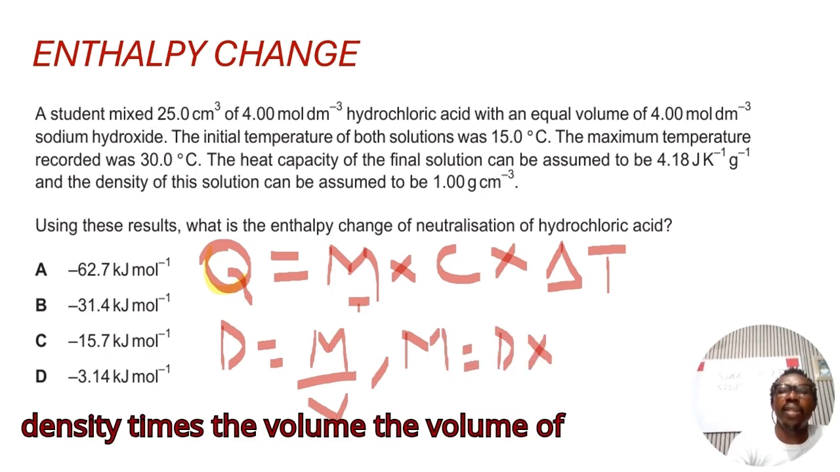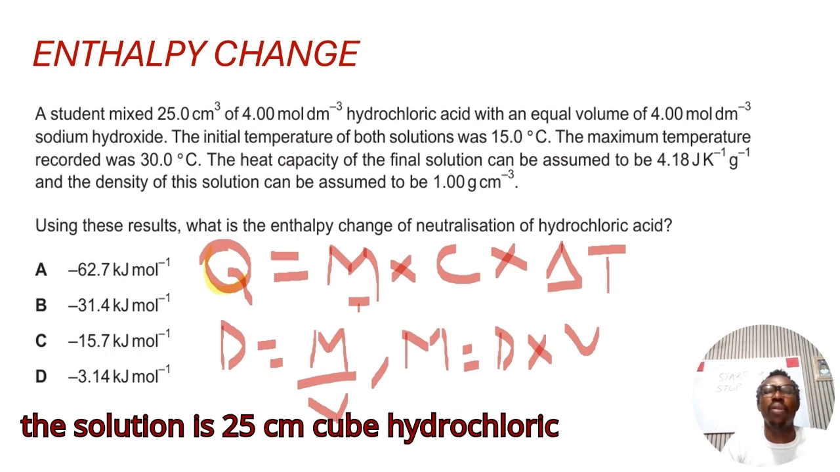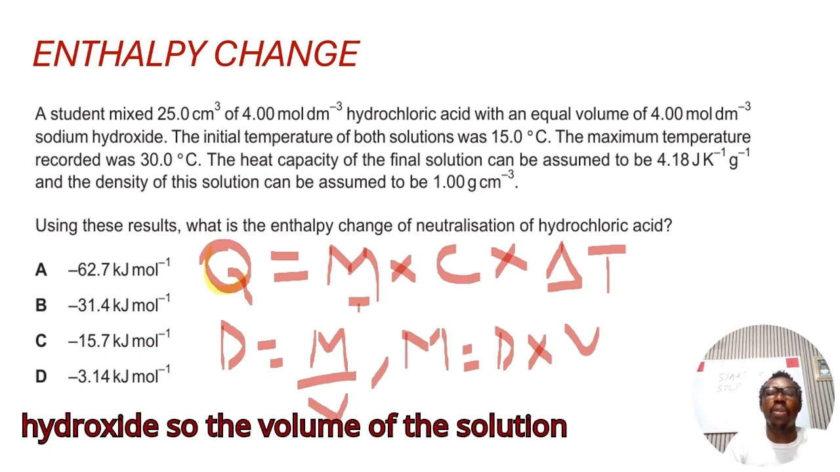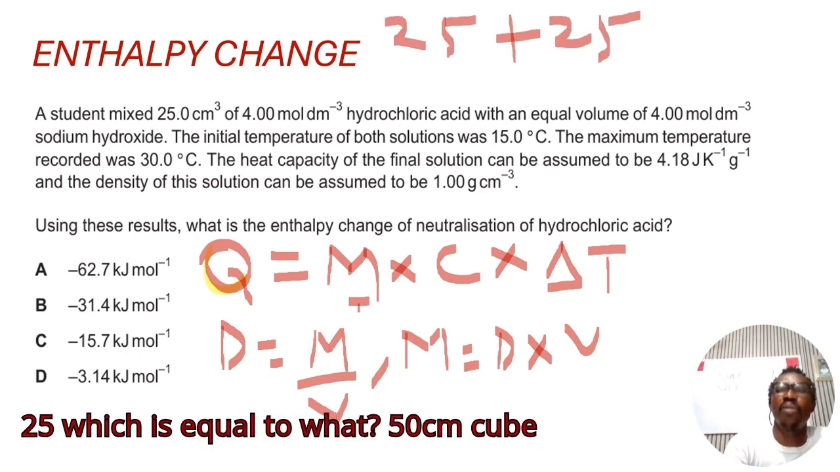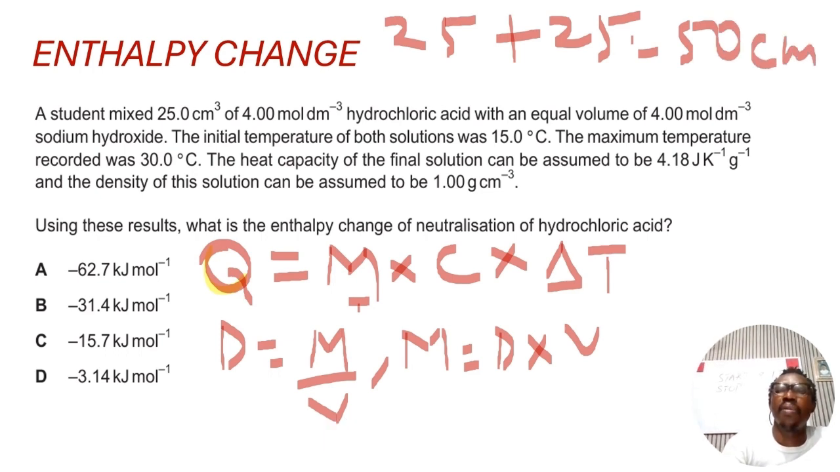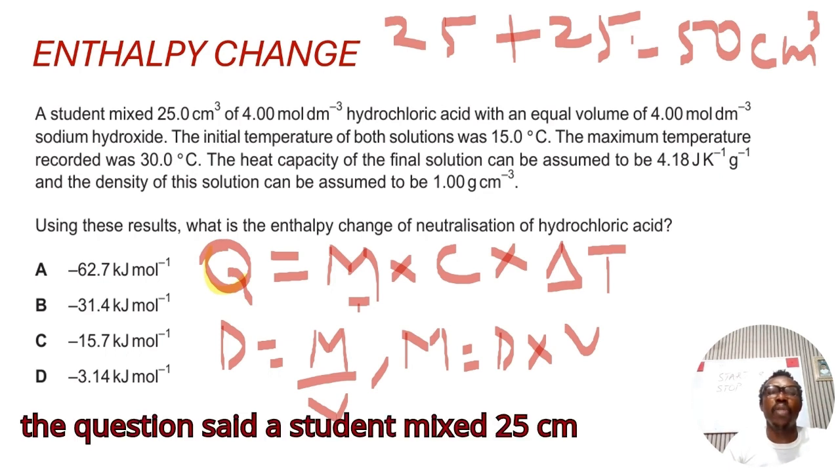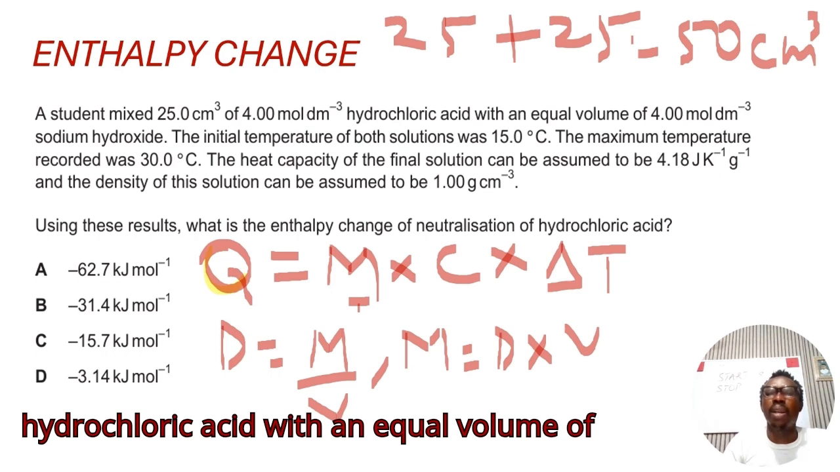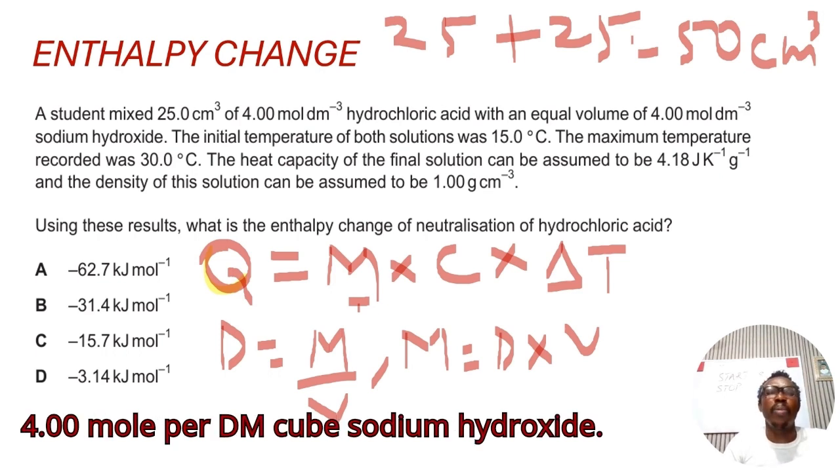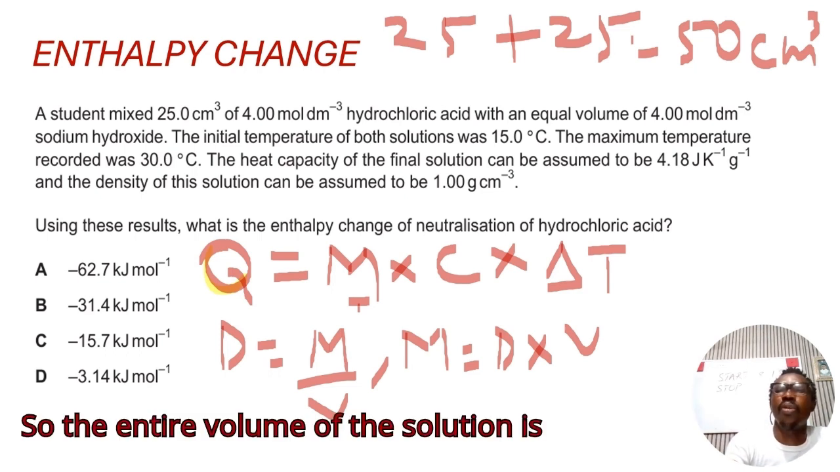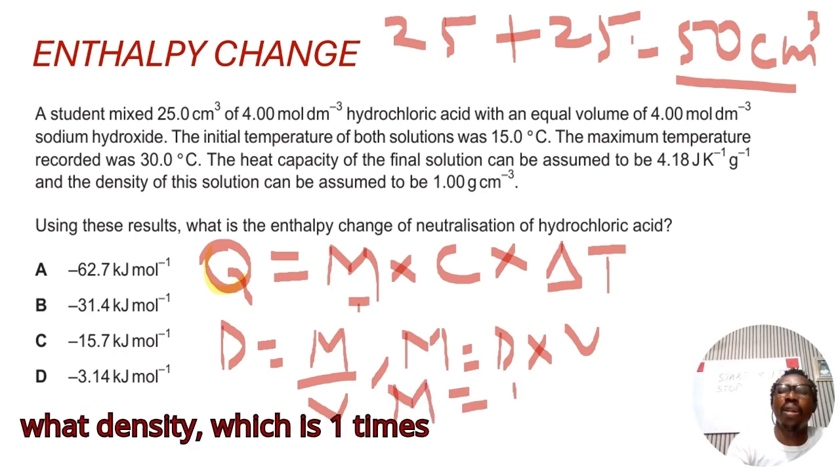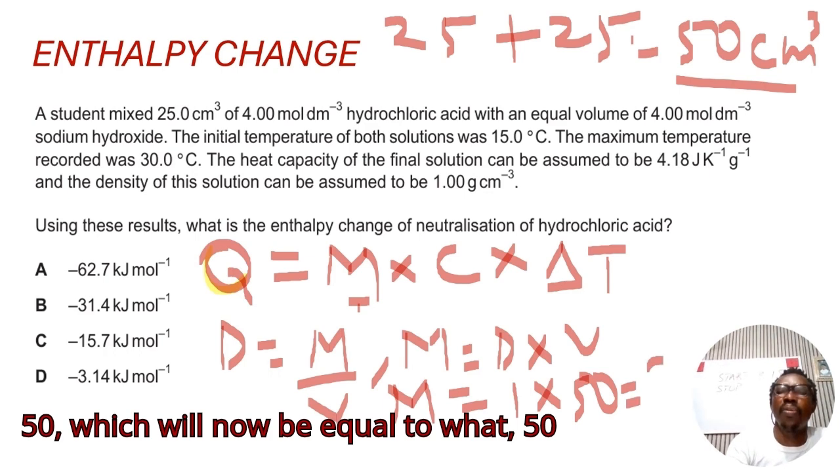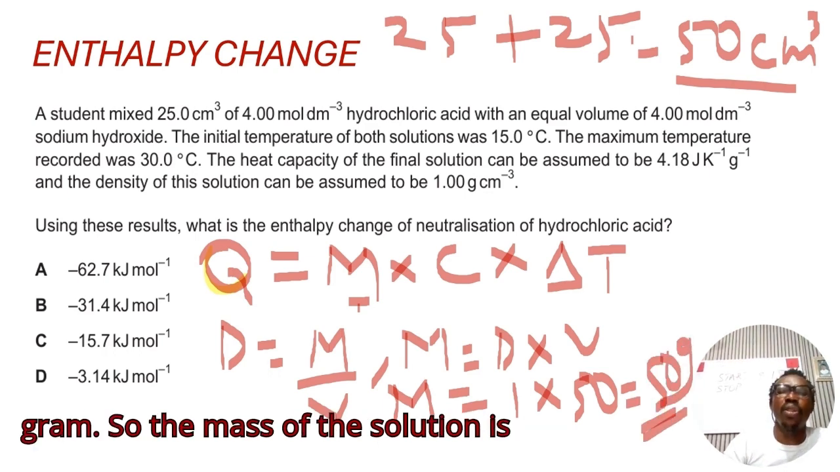So the mass will be equal to density times the volume. The volume of the solution is 25 cm cube hydrochloric acid and also 25 cm cube sodium hydroxide. So the volume of the solution is 25 plus 25, which is equal to 50 cm cube. Because the question said a student mixed 25 cm cube of 4.00 mole per dm cube hydrochloric acid with an equal volume of 4.00 mole per dm cube sodium hydroxide. So the entire volume of the solution is 50 cm cube. So the mass will be equal to density, which is 1, times 50, which is 50 gram. So the mass of the solution is 50 gram.